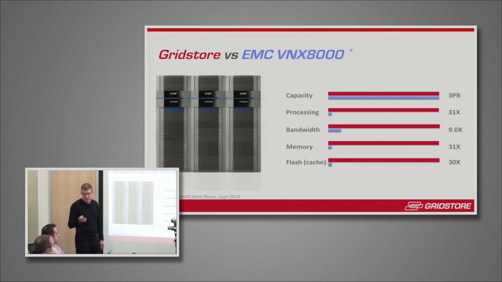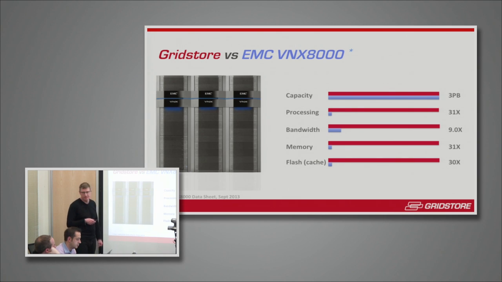Are you comparing against an all-flash VNX 8000? Is that what you're doing here? Well, I'm not sure how much flash they have in that. Yeah, no, that's a hybrid. It's a hybrid? Yes. Cache or something? Yes, it's all hybrid caching. And so we would probably be about a quarter the price of that.